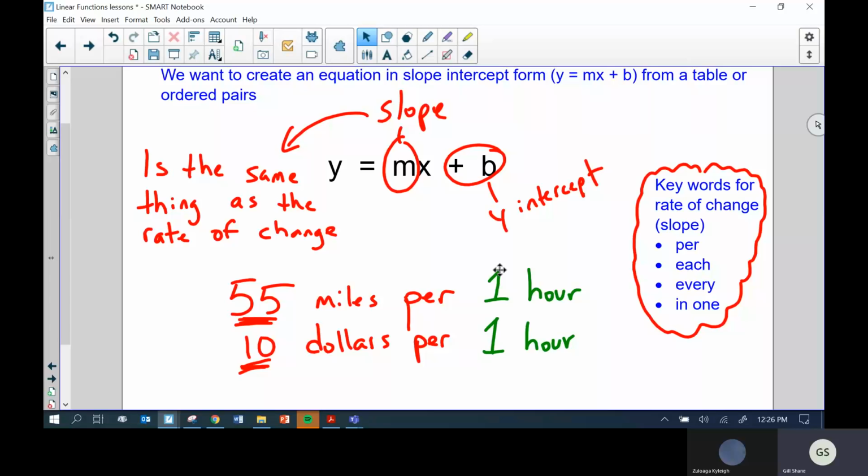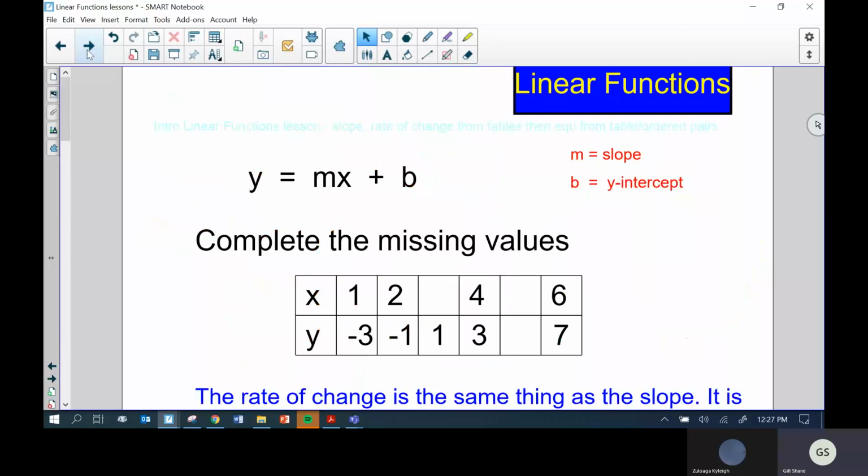All right, so these are common rates of change, and the key for a rate of change is it's per 1, and then whatever the unit is, per 1 week, per 1 month, per 1 hour, whatever it is. And we'll talk about that a lot more.